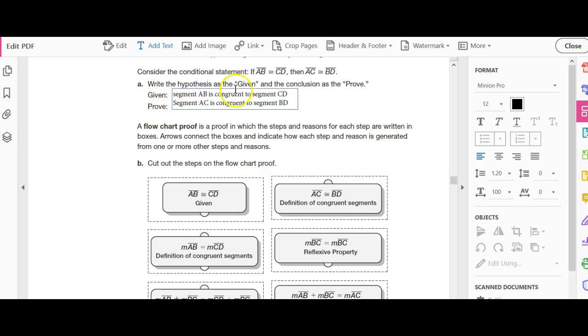Now the idea is that you want to get from our given statement. So our given statement was this: segment AB is congruent to segment CD, and it's right here. So I can tell you you're going to start with this, okay? And then you're going to finish with this: segment AC is congruent to segment BD. So you're going to finish with this one right here, okay?